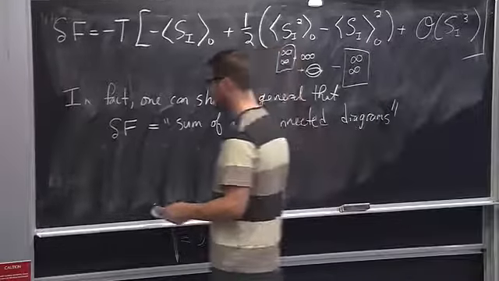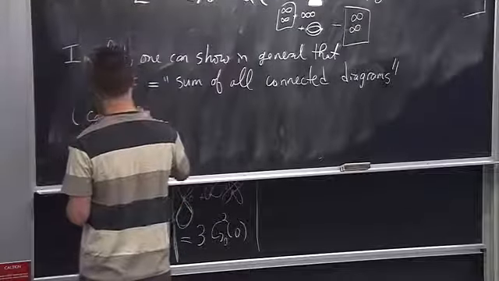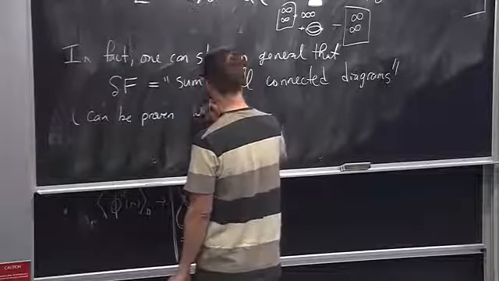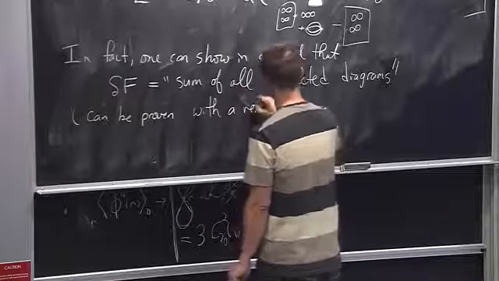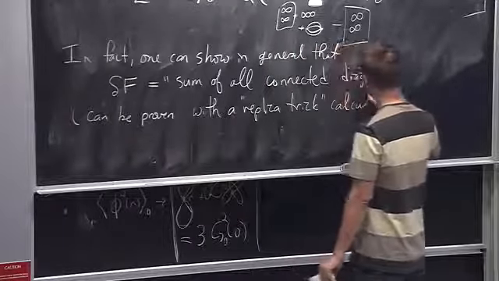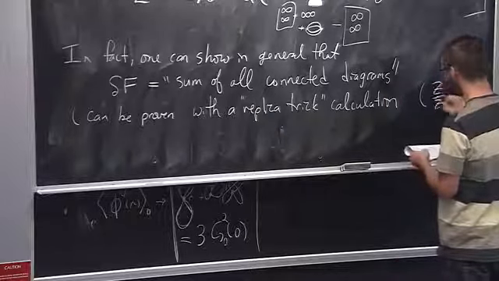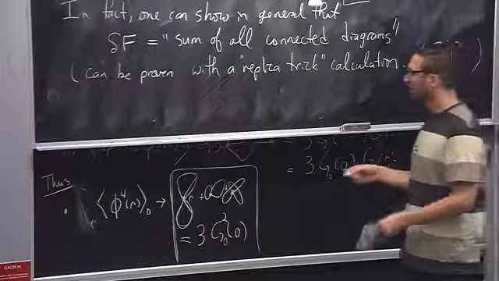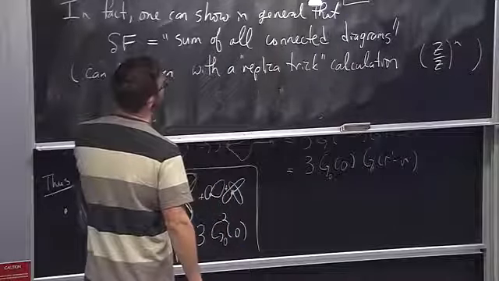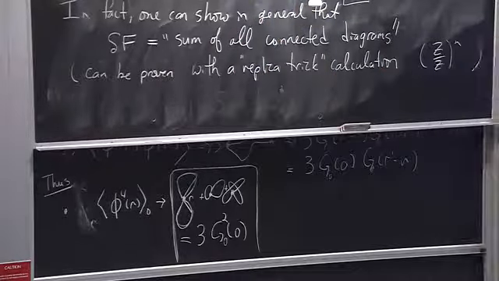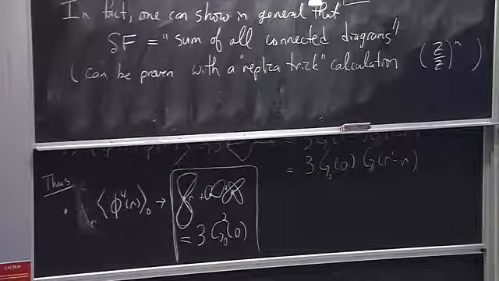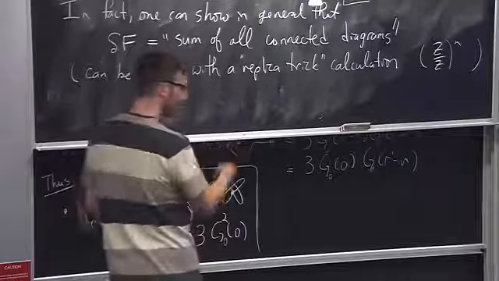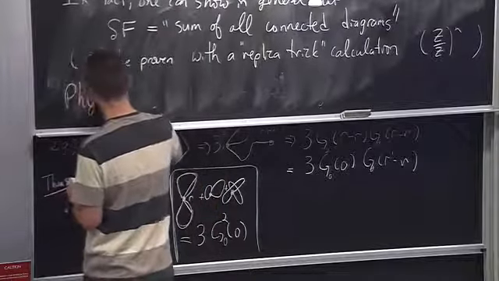So this is not a proof, but it can be proven. Without doing this expansion, you can prove it with a replica trick calculation, which is calculating the ratio of partition functions raised to some power. You can find a complete replica trick proof in textbooks. But physically, which is why I wanted to look at the free energy, these disconnected diagrams have divergences that look like this, which we pointed out. If they didn't vanish, those divergences would carry through into your free energy. So that's the physical reason that it happens.